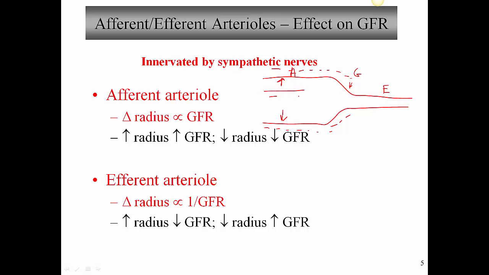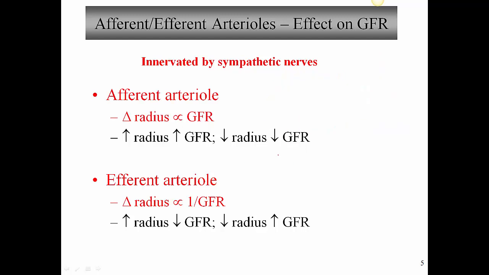Well, we're bringing more fluid in now because we've increased the radius of the afferent arteriole. However, we're squeezing all that extra fluid into the same space. What do you think is going to happen to the pressure here? Sure, the pressure is going to increase. And if the pressure increases, the net filtration pressure increases. That means more filtration at the kidney, and that means an increased GFR. So as you can see here, the radius of the afferent arteriole is proportional to GFR. We say that if the radius goes up, GFR goes up. If, on the other hand, the radius goes down and we send less fluid into the glomerulus, that means we decrease GFR.